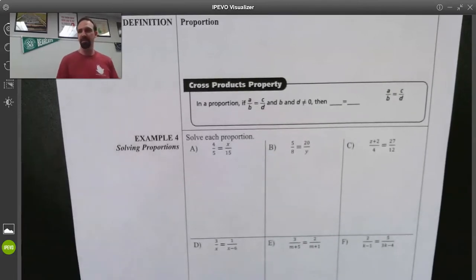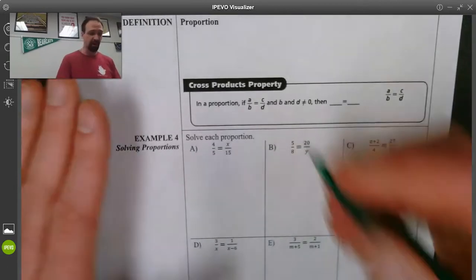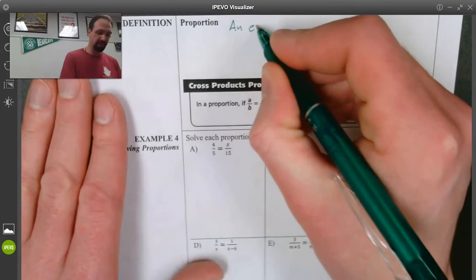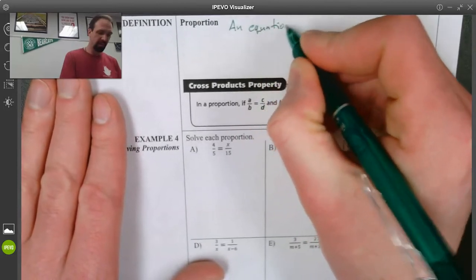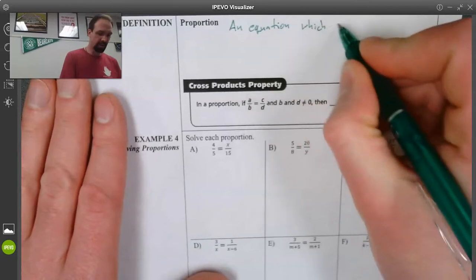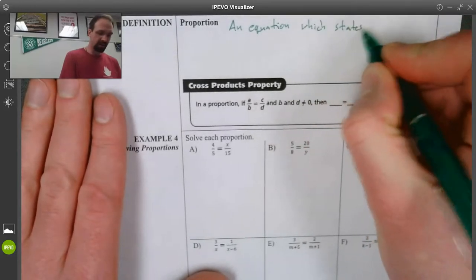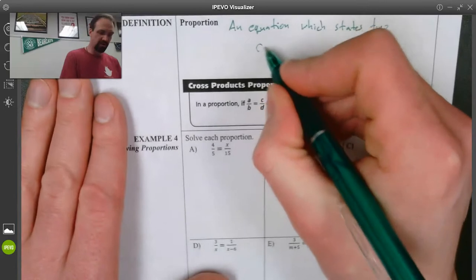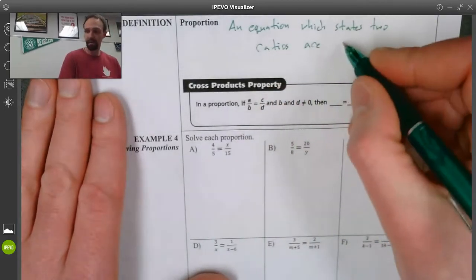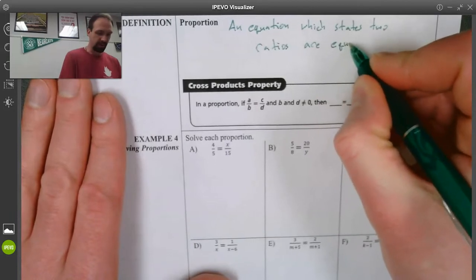A proportion is essentially when you say that two ratios or fractions are equivalent. And so a proportion becomes an equation. So this is an equation which states two ratios are equivalent or equal.